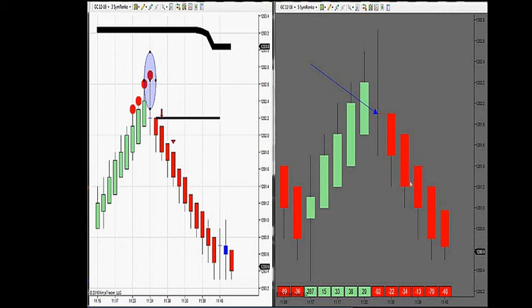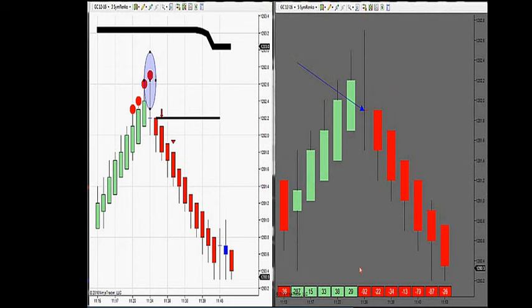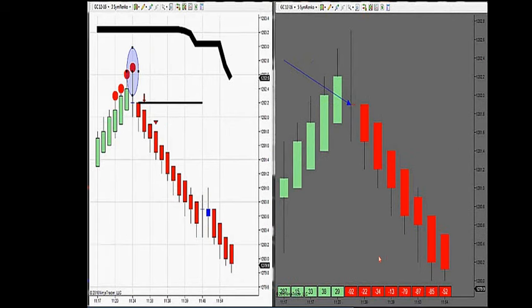Okay? And we want to keep short until the next profile or the next symmetry dots that come up, which I will show you how to do.